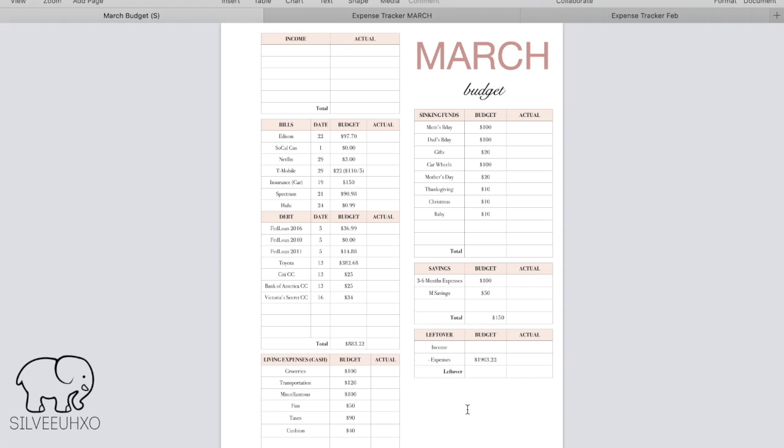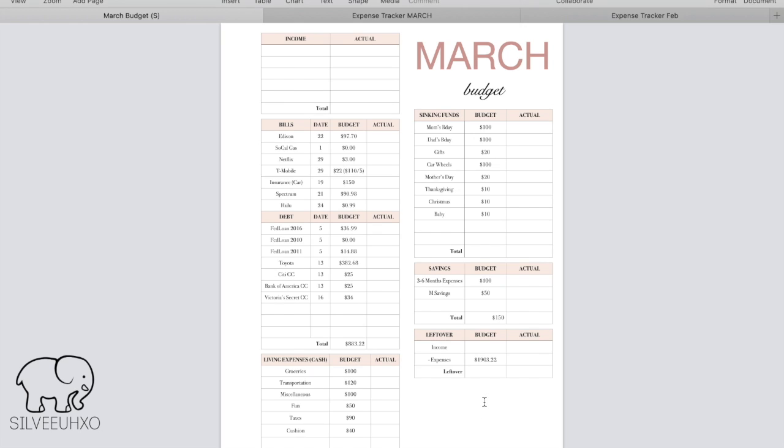Obviously, this is the first budget I've ever created. I got bits and pieces from other people's budgets. I watched a lot of videos. I read some books, read some blogs on what people have done, and this is what I liked.